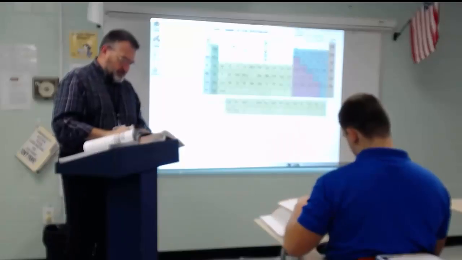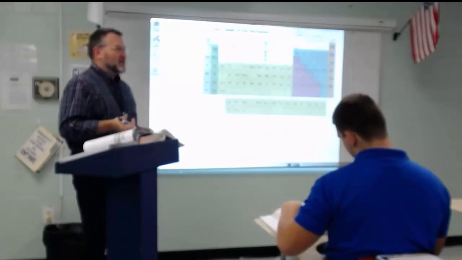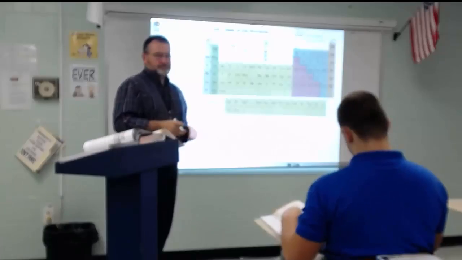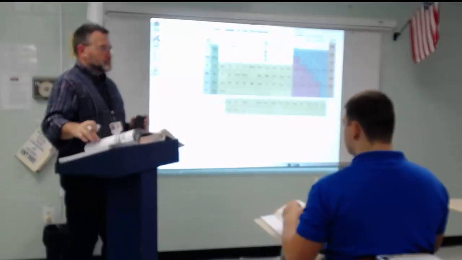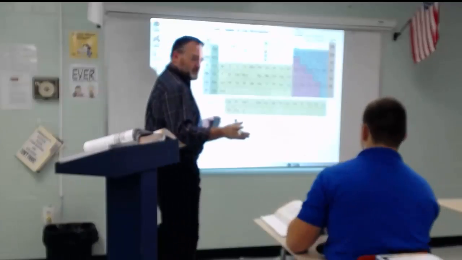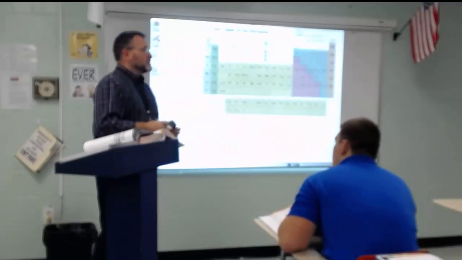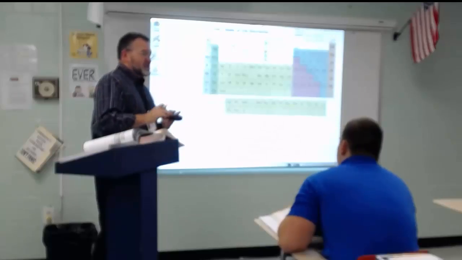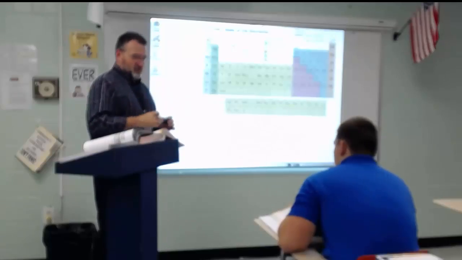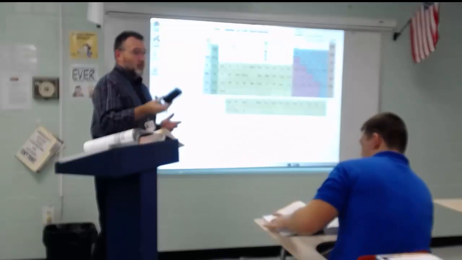Number 8. What is the difference between an atom and an ion? Yes, sir. An atom has a neutral charge and an ion has a positive or negative. Okay. An atom has a neutral charge or has no charge. That doesn't mean it doesn't have any charges. It has a net neutral charge, whereas an ion has a charge. It's either positive or negative.